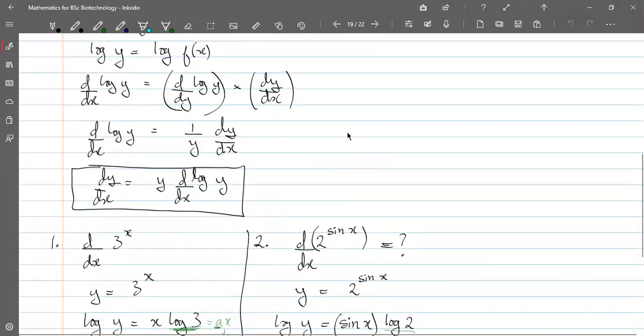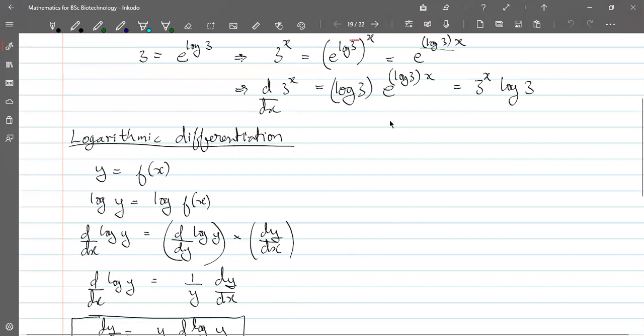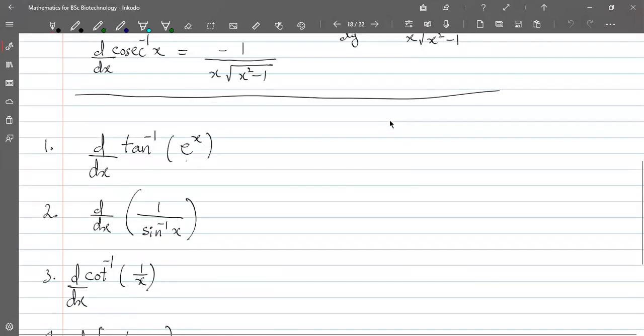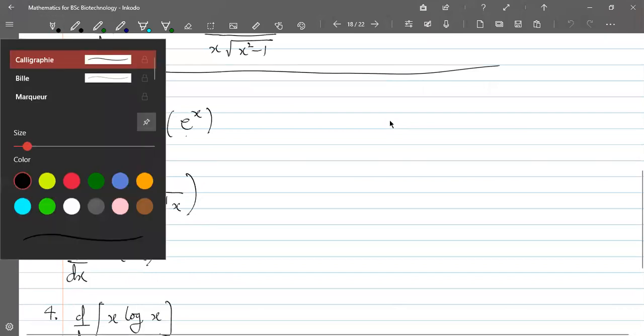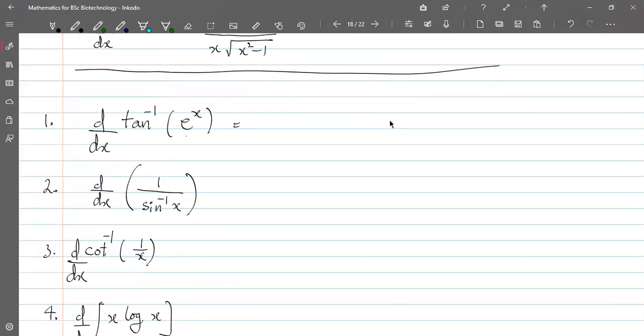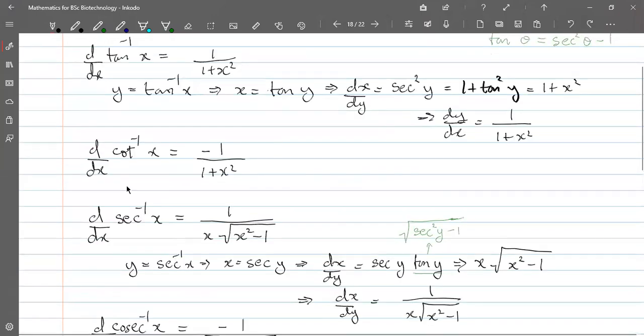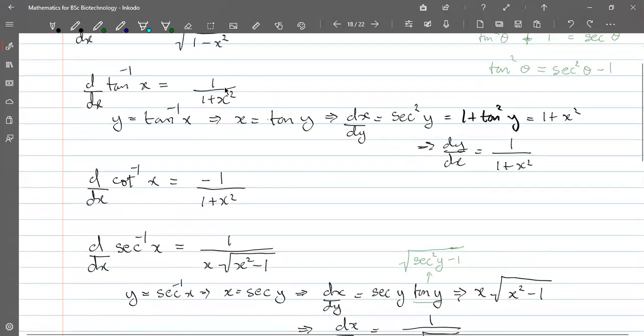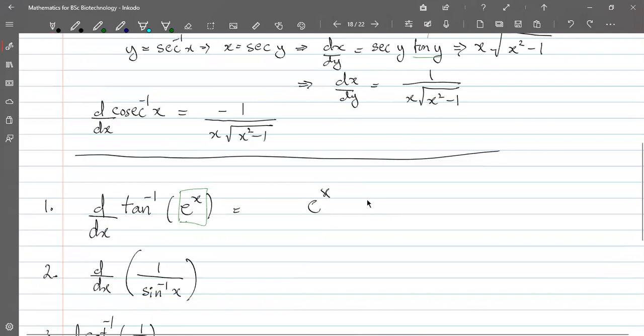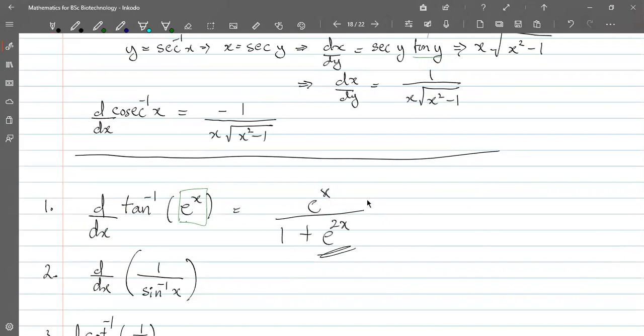I forgot where I gave it. Right here. So if you find this, as usual, I'll take this to be the innermost function. Differentiating that, I get just e power x. And then differentiating tan inverse, what is the derivative of tan inverse? It is 1 by 1 plus the square of that. So here in place of x, you have e power x. So 1 by 1 plus e power x the whole square, which is e power 2x. So the derivative of tan inverse e power x is e power x by 1 plus e power 2x.